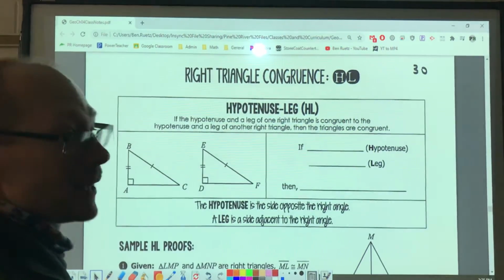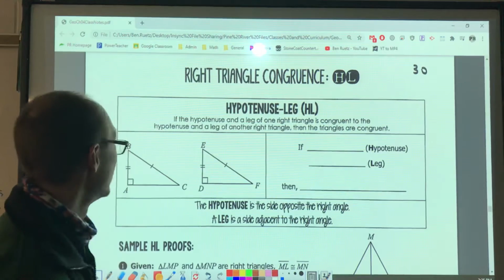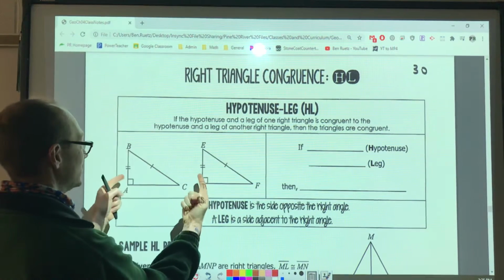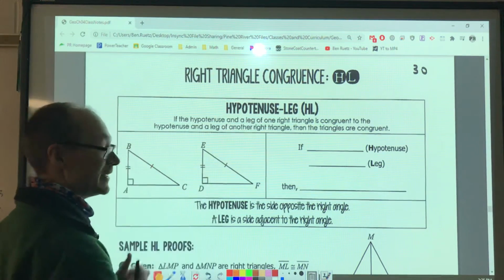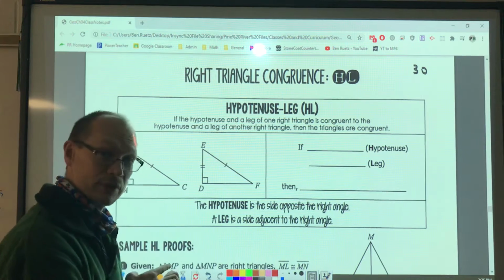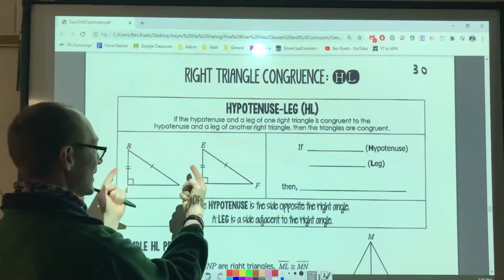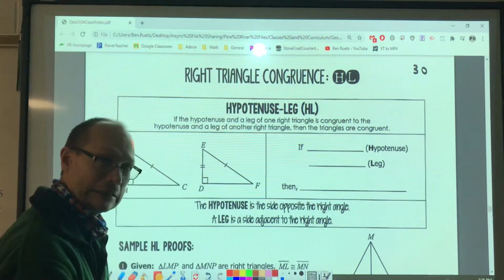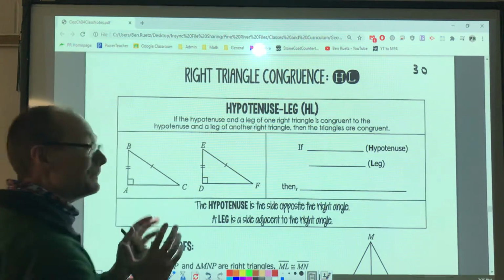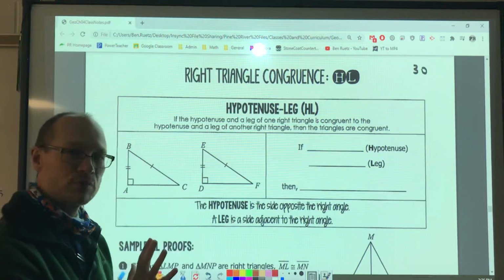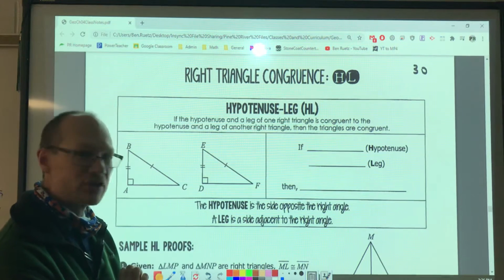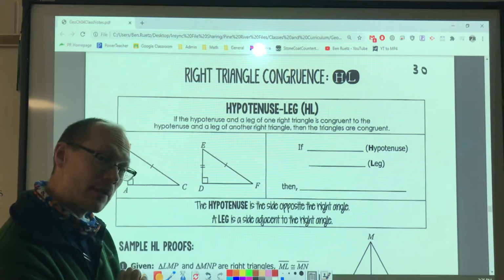So hypotenuse leg is called hypotenuse leg because angle, side, side makes a bad word that I'm not going to put down in the video in case your parents are looking over your shoulder. But angle, side, side, and then remember how I told you before that angle, side, side doesn't work every time, and it doesn't.